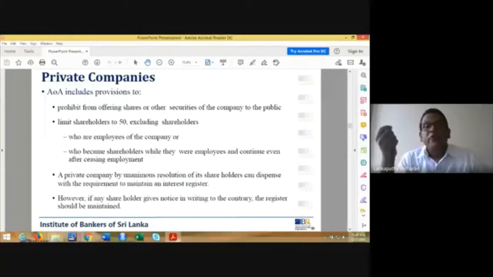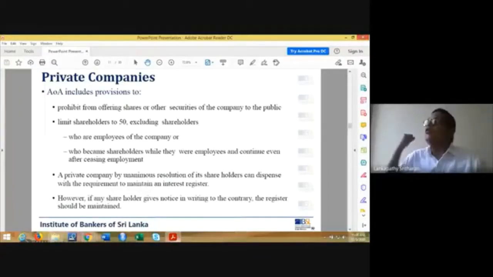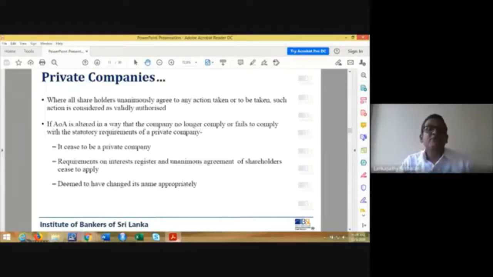Or the company cannot offer shares to the public, but for their business expansion, they are compelled to offer to the public to raise funds, because their existing shareholders do not have the capacity to put in additional capital. In that circumstance, they want to go for a public offer. In that case, that company will not be considered a private company anymore. So they have to cease to be a private company.